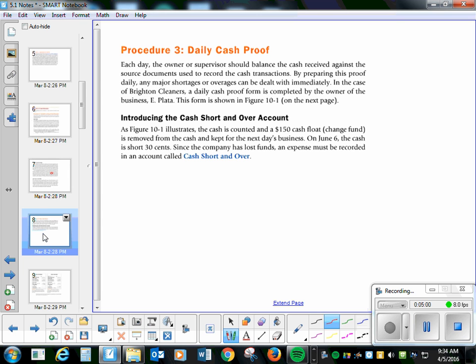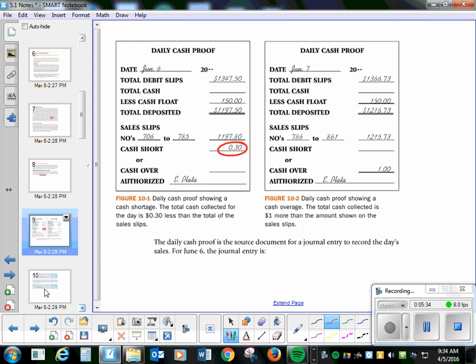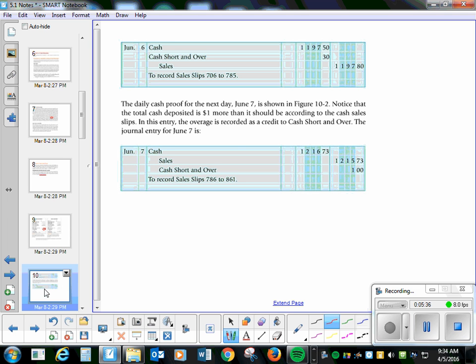Now we're introducing the cash short and over account. Sometimes you make mistakes, and we need an account to help us deal with that. The cash is counted and a $150 cash float is removed from the cash and kept for the next day's business. On June 6th, the cash is short 30 cents since the company has lost funds. An expense must be recorded called the cash short and over account. So it looks like this. In this daily proof on the 6th, cash was short 30 cents, and it would be recorded like this.